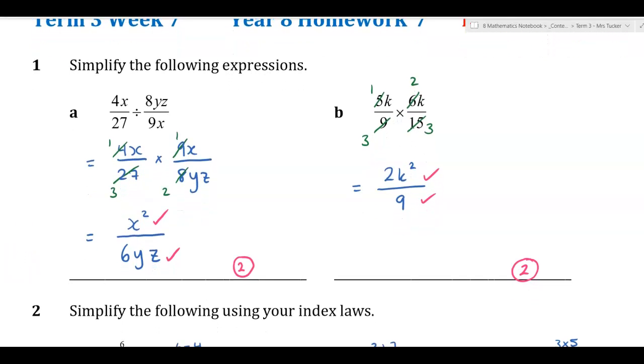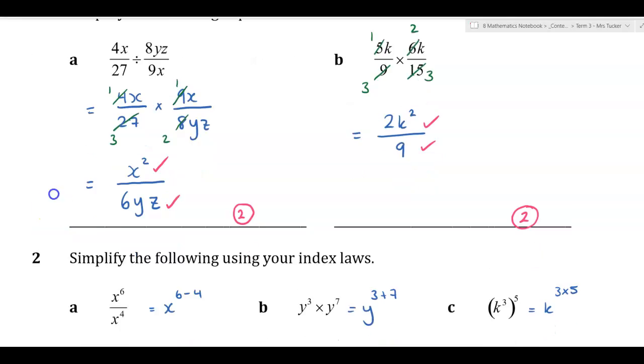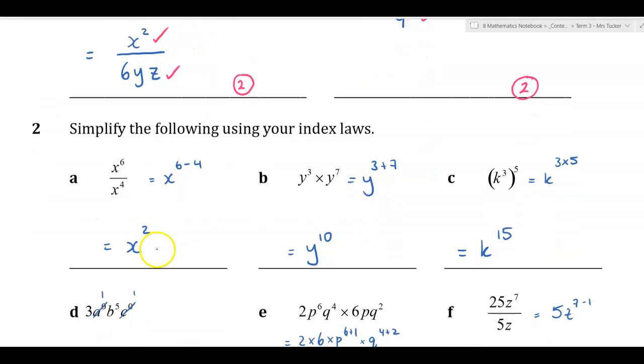Okay, question 2 was all about your index laws. So 2a was x squared, 1 point. 2b was y to the power of 10. When we multiplied terms that have the same base, we add their powers together. 2c, when we have a power inside a power, we multiply the powers together and we get 15.